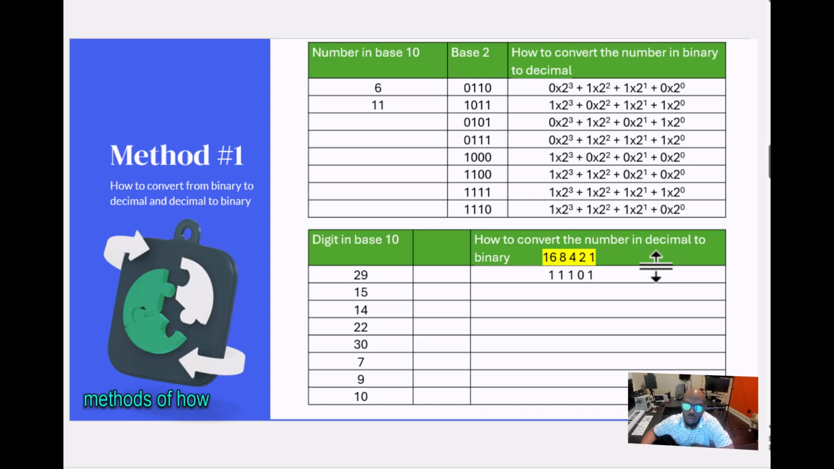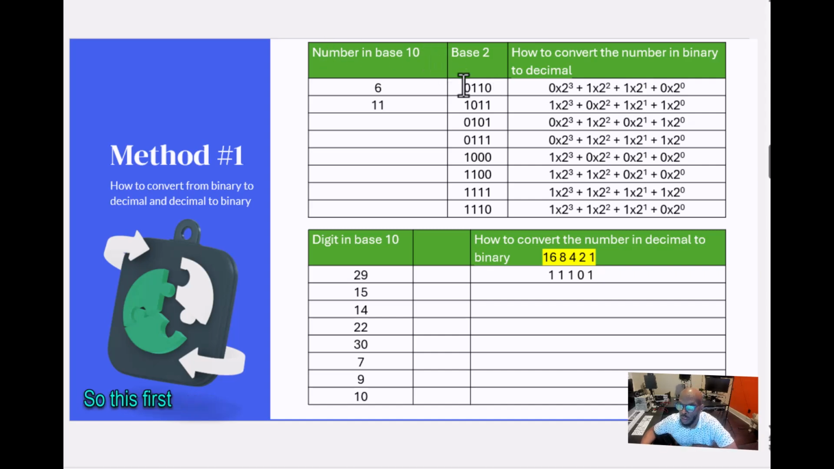Okay, now here are 2 methods of how to convert from binary to decimal and decimal to binary. First, how to convert a number in binary to decimal. When you have this number in binary, the binary system is based off of multiples of 2, so you would have weights for each position.